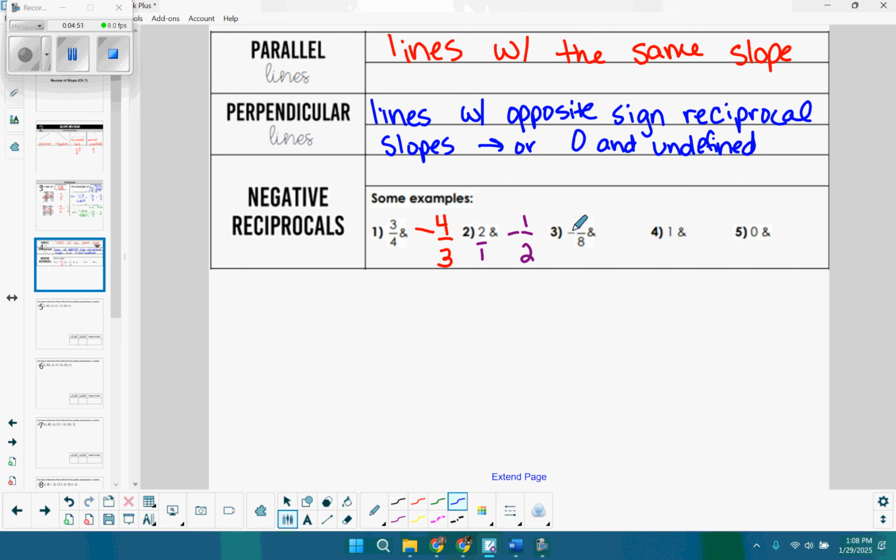For 3, we have negative 7/8. So this was already negative, so my opposite sign reciprocal will be positive, and 7 over 8 flips to 8 over 7. 1 is really 1 over 1. The opposite sign would be negative, and if I flip 1 over 1, I still have 1 over 1. So basically, the opposite of 1 is just negative 1. And then my last one here, I have 0 and something. So 0, we said before, is perpendicular to undefined.